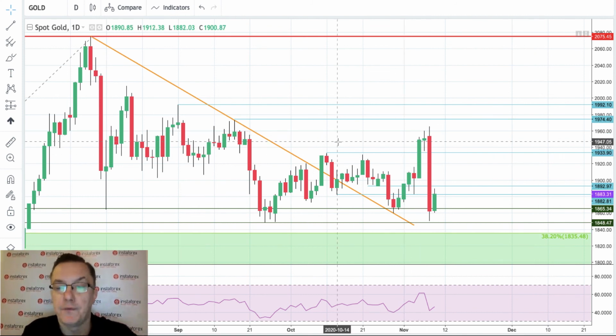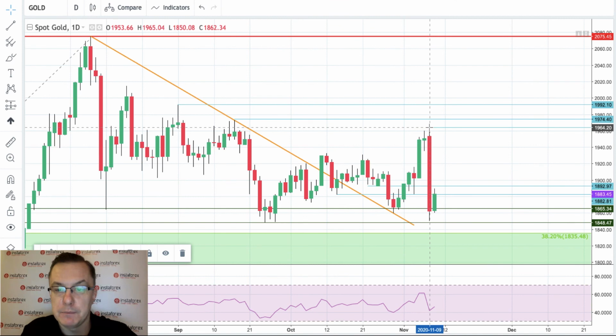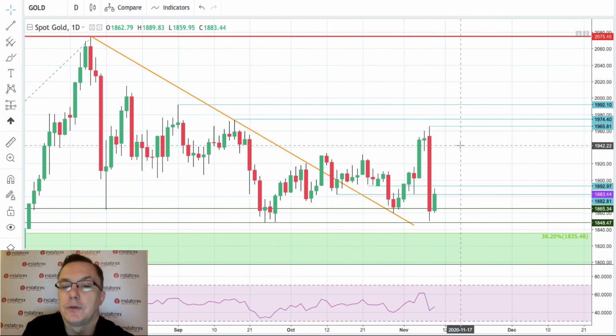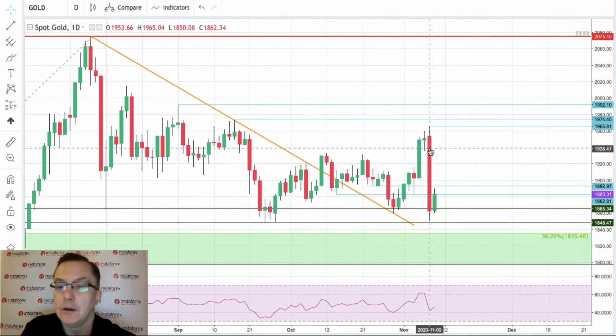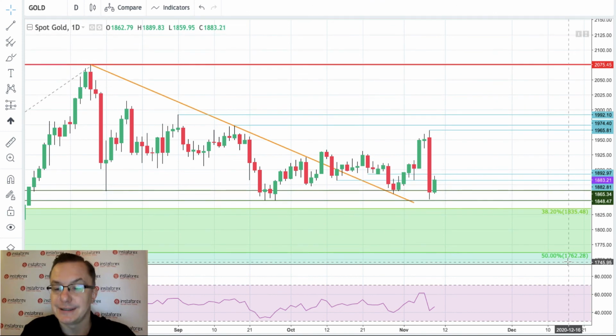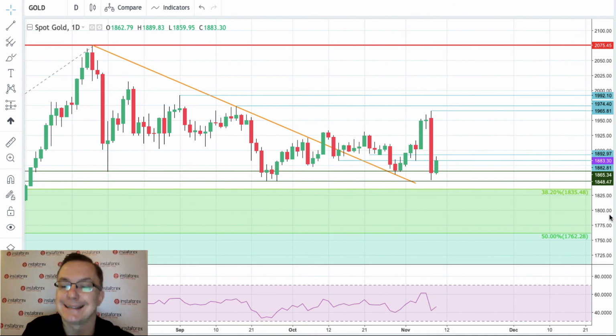So right now, a very important move yesterday on gold, made basically on the news from the pharmaceutical company Pfizer, and right now we are just waiting whether this was a one-off event, or this $115 move will be the beginning of a deeper correction towards Fibonacci retracements and below. The 50%, as you can see, is at 1,762. So that might be the next target if 38% is violated.